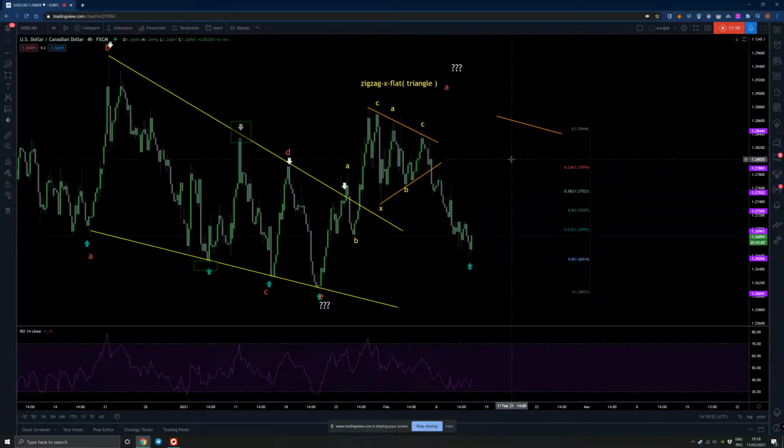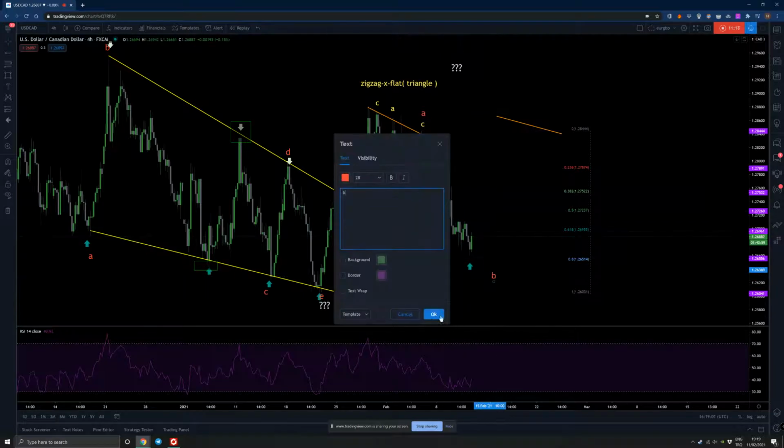Okay, now the next thing for me is this. So if that's where wave A ended, it means that where I am is in a B wave.